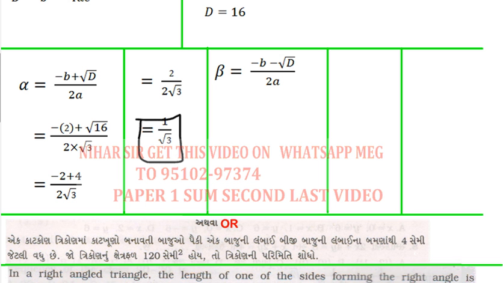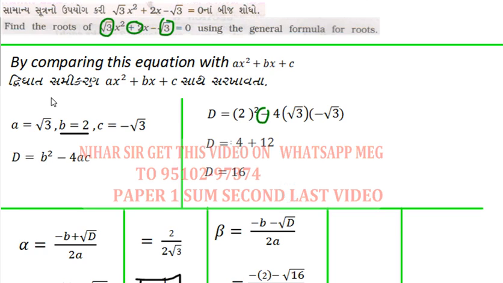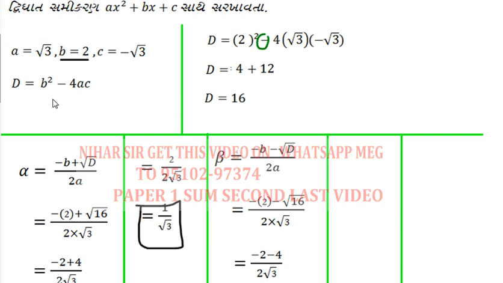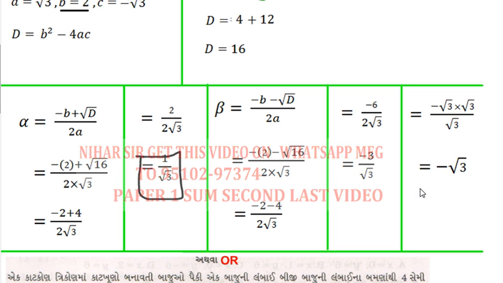Now the same thing we will do here. We are putting the values of a, b, c from here. So that's minus 6, 2 3s are 6, so minus 3 upon root 3, and I multiplied both by root 3, as I explained earlier. So root 3 cancels, and this will be minus root 3. So my answer is 1 upon root 3 and minus root 3.